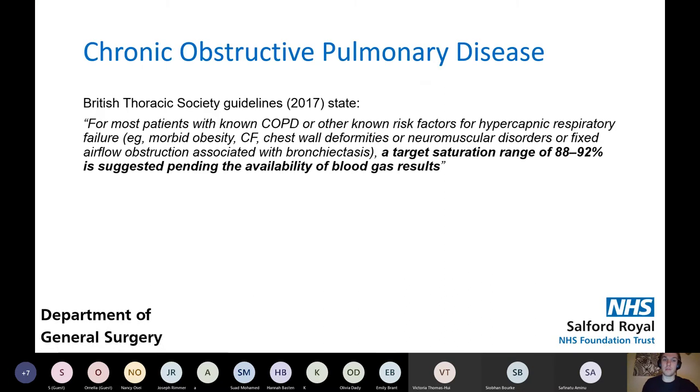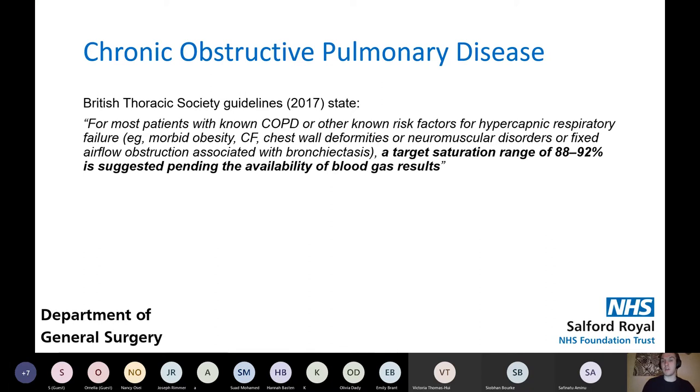For COPD patients or anybody else that has a known risk factor for hypercapnia, so obesity, hypoventilation, cystic fibrosis, the kind of scoliosis or kyphosis that can lead to CO2 retention, all of these patients should have targets of 88 to 92 by default. And then what you can do is change that based on a blood gas result. So if you've got no information on a patient besides the fact that they tell you, I have COPD, set their target sats to 88 to 92, because if they do retain CO2, you're going to shut off that hypoxic drive and you can make them more unwell.